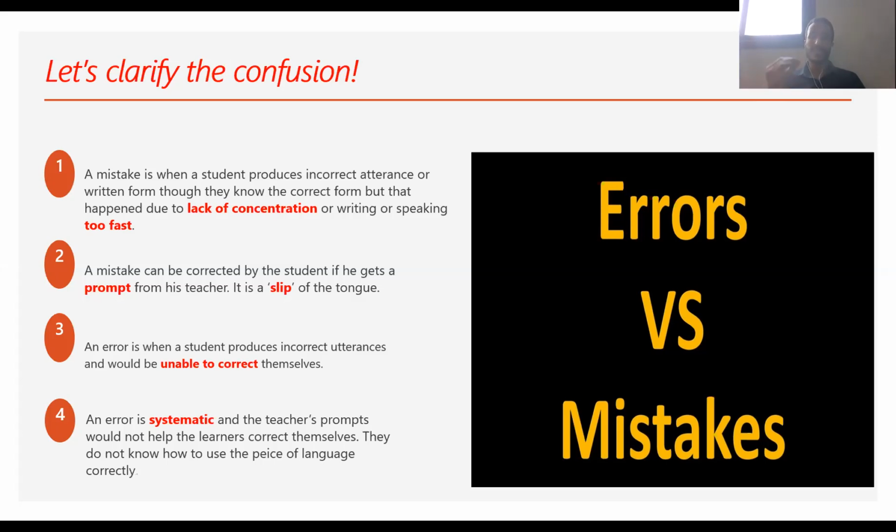Okay. That's why, as I told you in the very beginning of this session, when we talk about teaching English as a foreign language, there is a clear distinction. There is a clear difference between a mistake and an error. But when you are just speaking, if you are not talking about teaching, you can say an error or a mistake, no problem. But when we talk about teaching, there is a difference.